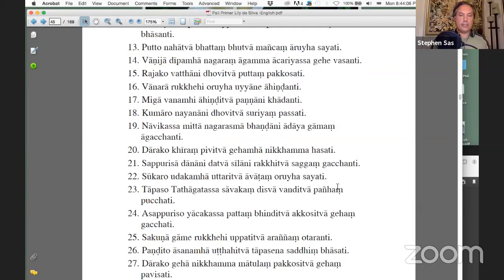First, just read it. 23. Tapaso Tathagata Savakang Disva Vanditva Panyang Puchati. So tell me, what is the subject of the sentence? Which one is the nominative? Tapasko, because it ends in O. That's right. It's the nominative singular, the hermit. The verb is at the end, and it's Puchati. But we should scan and look for the absolutive first. Okay. Vanditva.